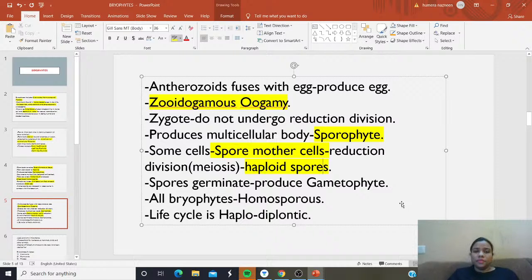So zooidogamous oogamy is there. The zygote does not undergo any reduction division and produces a multicellular body called the sporophyte. Then some cells are spore mother cells. They undergo reduction division, that is meiosis, and finally haploid spores are produced. Now what happens? Spores germinate and produce a gametophyte. And all bryophytes are homosporous.